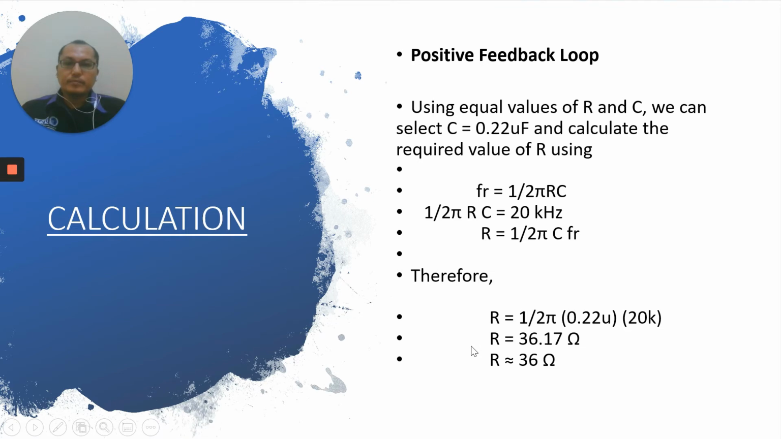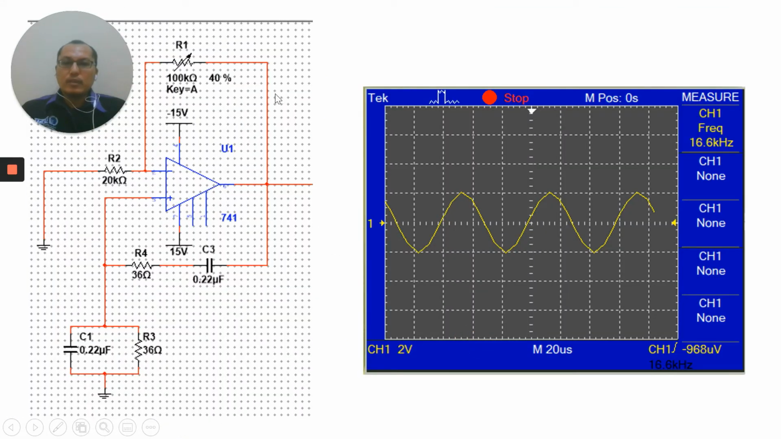And then we design the circuit. This is the Wien bridge oscillator circuit, which is this a negative feedback loop, and this is a positive feedback loop. And then this is the output of this circuit, which is frequency equal to 16.6 kilohertz.